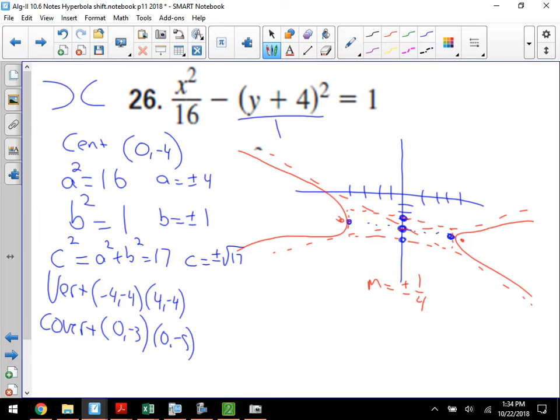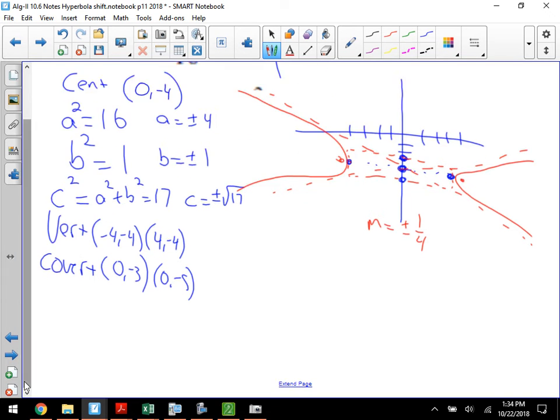Okay? That value of C I added to the vertex, and I moved it left and right. So do I add the root 17 to the x value, or do I add it to the k or the y value of the vertex? The x. So my foci, since my center is at 0, if it was at 8, I'd write 8 plus the square root of 17, 8 minus the square root of 17. But since it's at 0, I'm just going to write root 17, comma, negative 4, negative root 17, comma, negative 4. Because I don't have to write it as 0 plus that. This is the only one you don't have to worry about it.